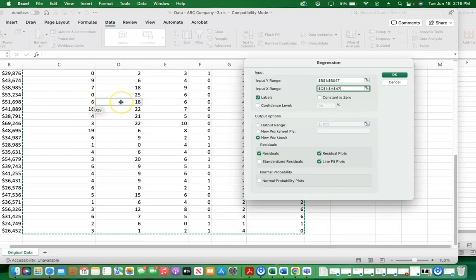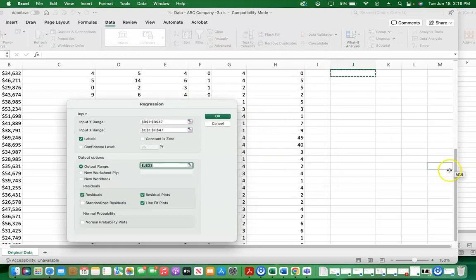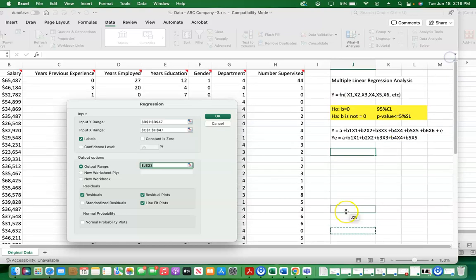So these are the multiple independent variables. We'll check the labels, and constant is 0. Confidence level is the same. But the only thing I'm going to do here is select output in the same area. However, let me see where my output should be. That's perfect. Let me select the output range to be here. I'm not going to plot residuals or the lines, but I'm going to keep the residuals. So I can click OK.